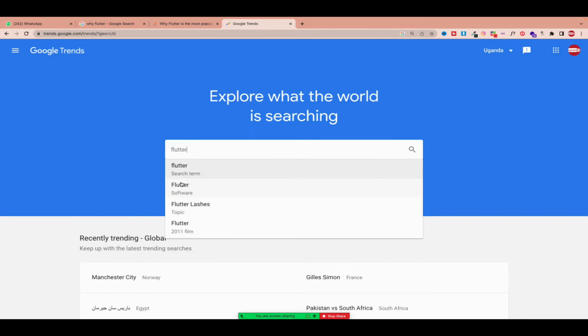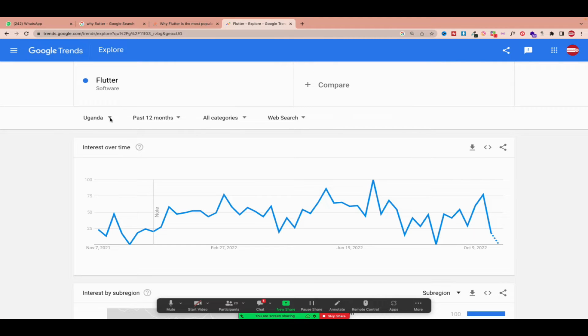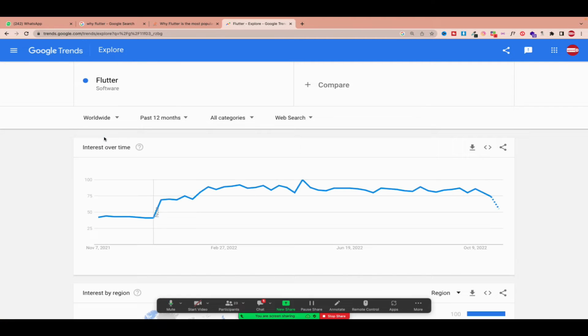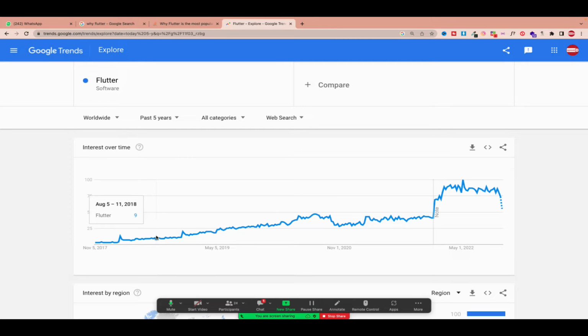And then click Flutter as a software, of course, not as a topic, so software. Now if you want worldwide, or in a specific country or anything like that, maybe you can say in the past 1 year, okay, let's say in the past 5 years. So that is how Flutter has been performing.